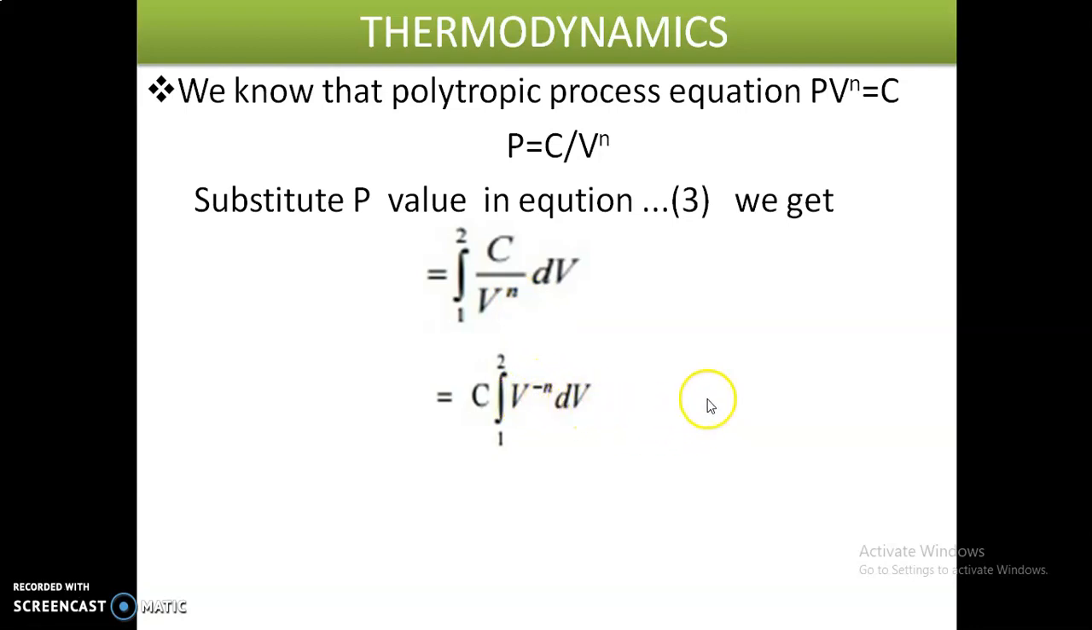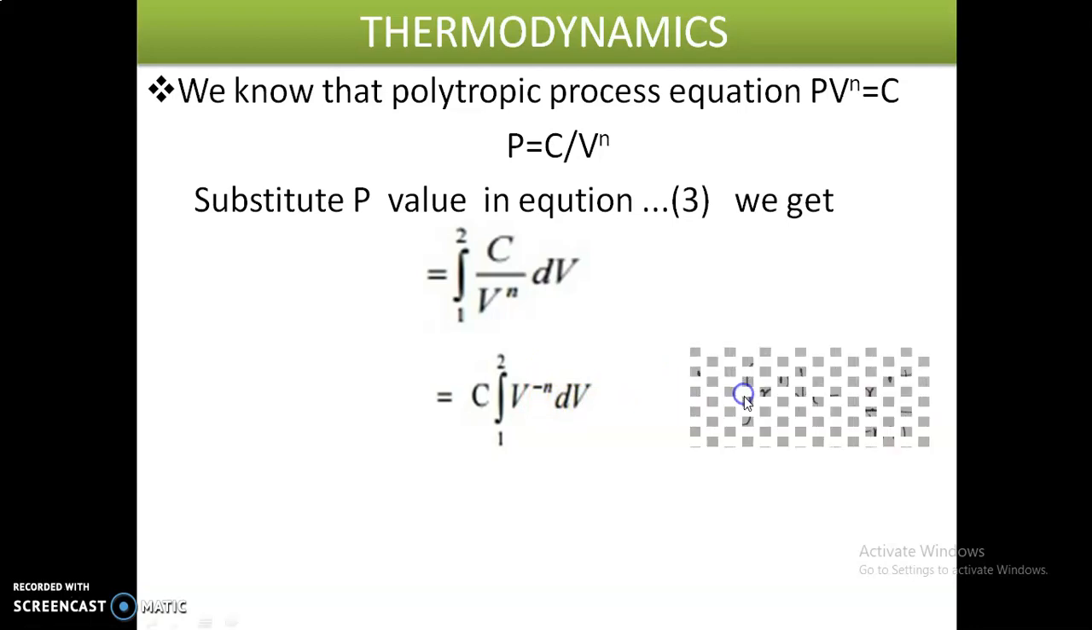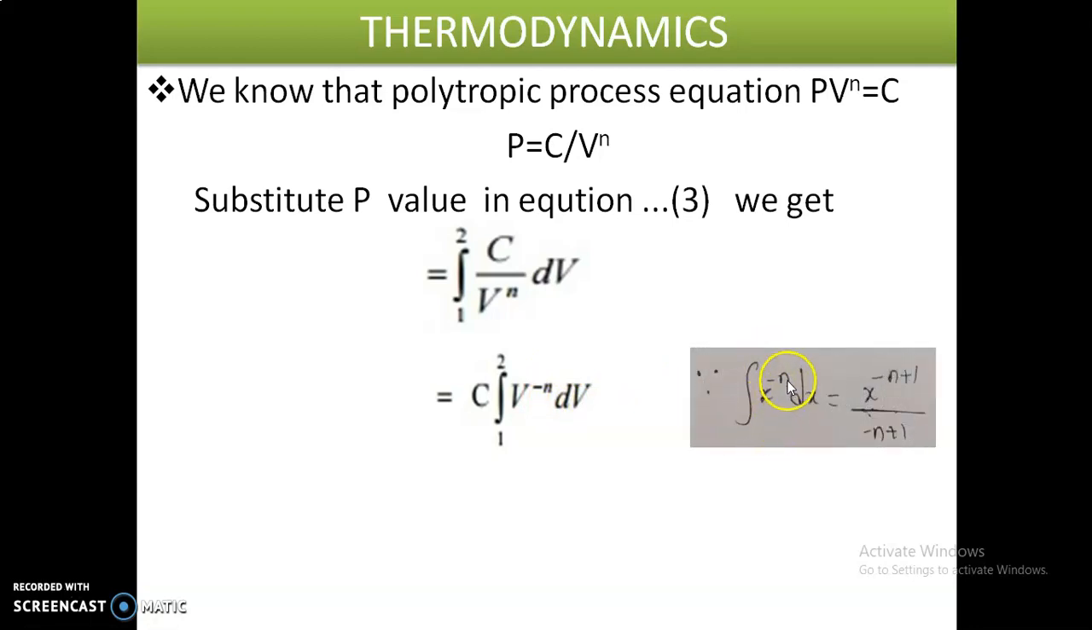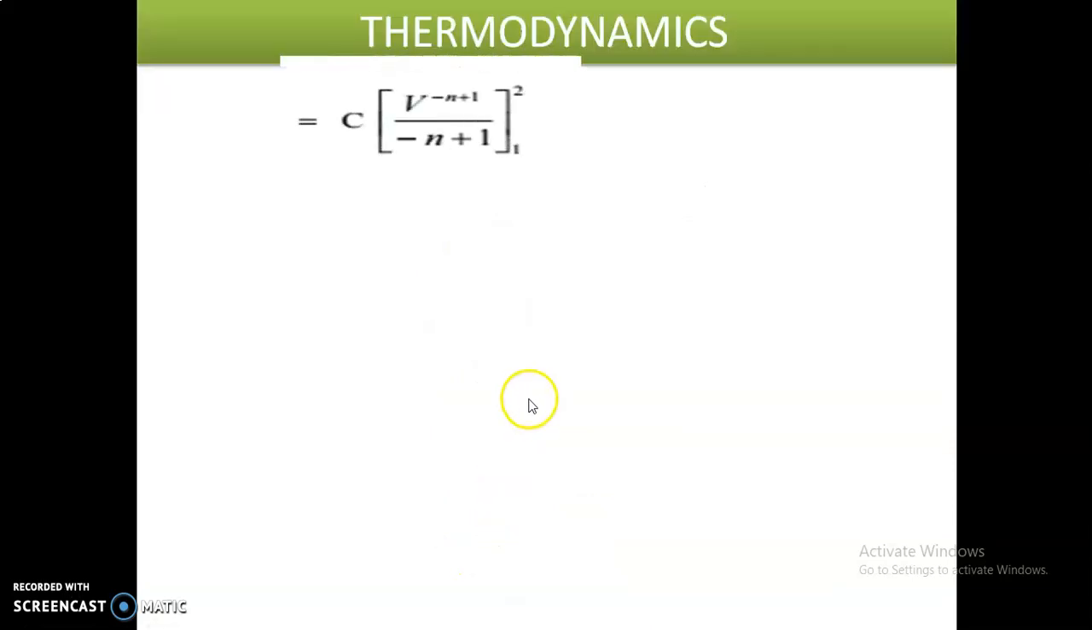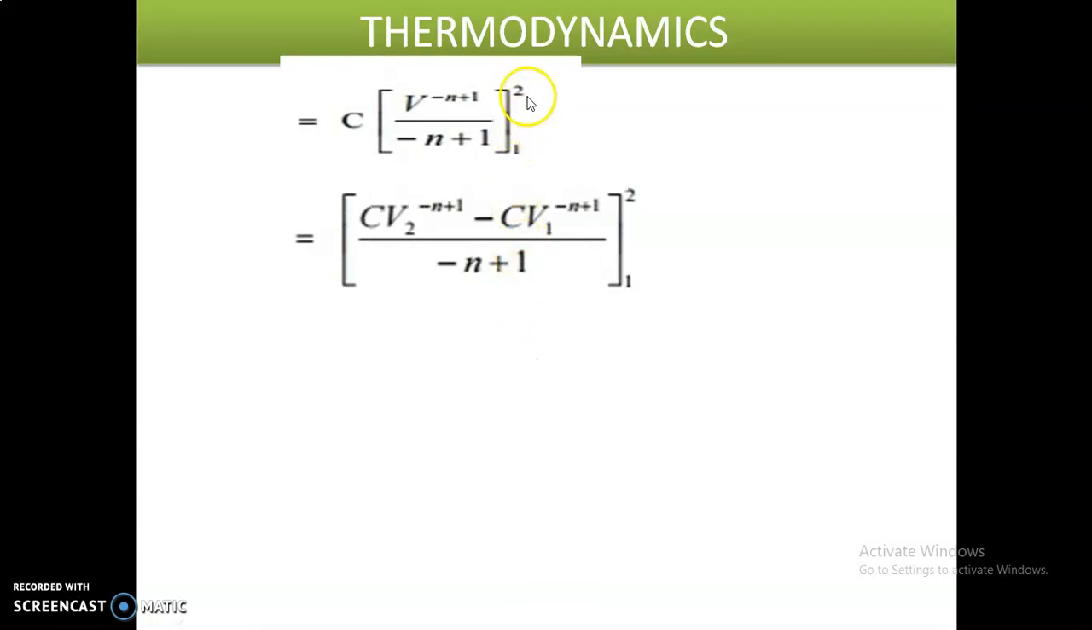We know the general formula for the integration: x to the power of minus n dx is equal to x to the power of minus n plus 1 by minus n plus 1. According to this formula, we can write V to the power of minus n plus 1 by minus n plus 1, with lower limit and upper limit, and again here we have the constant C. Now apply the limits: upper limit minus lower limit.